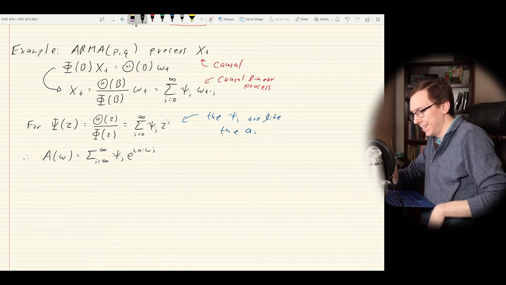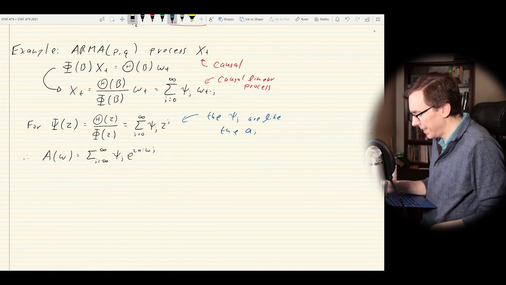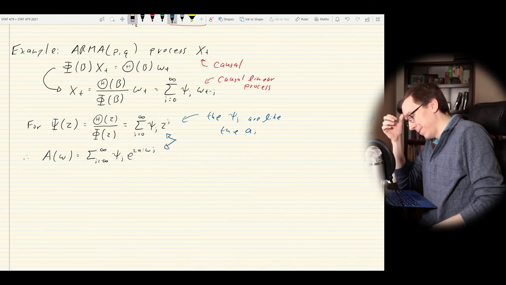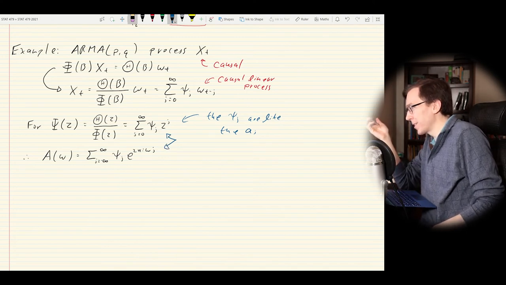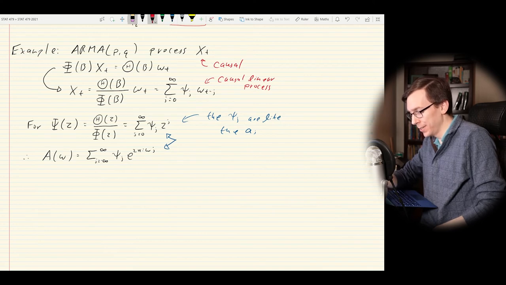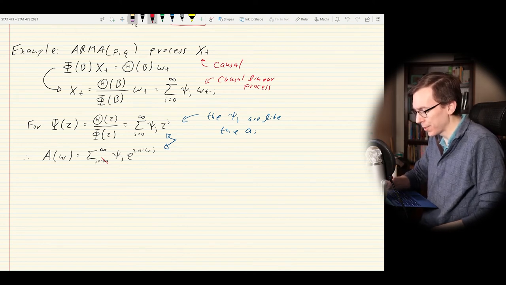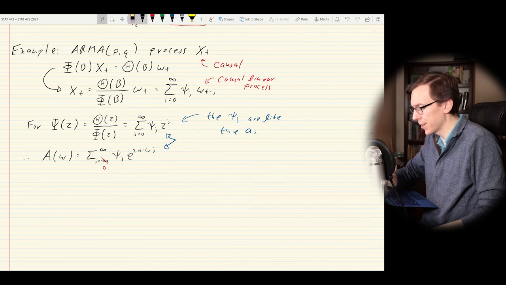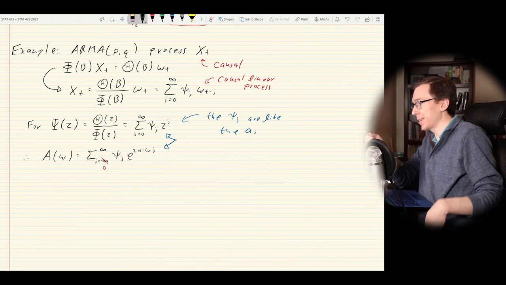But these two things are basically the same thing. I guess I could also start this at zero, because all of the psi coefficients with negative indices would be zero. So I could just start this summation at zero, and thus these two things are the same.